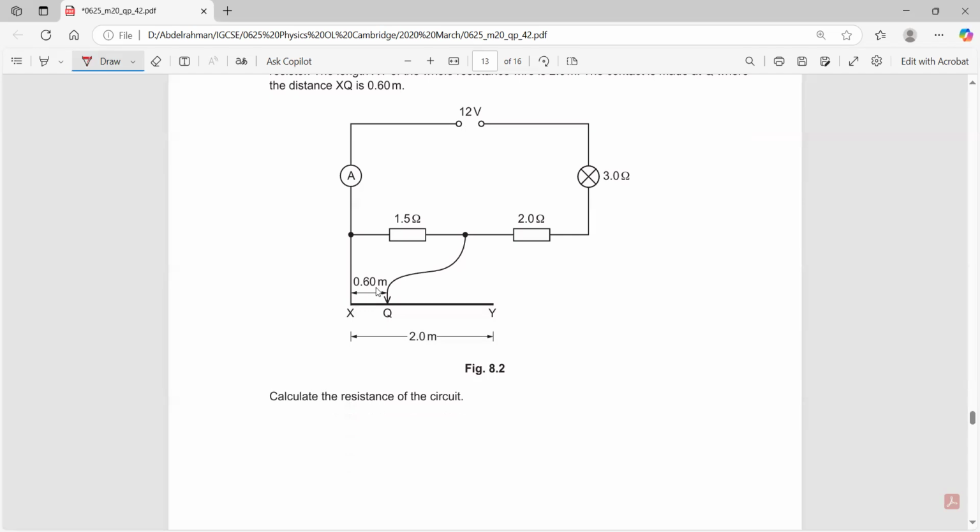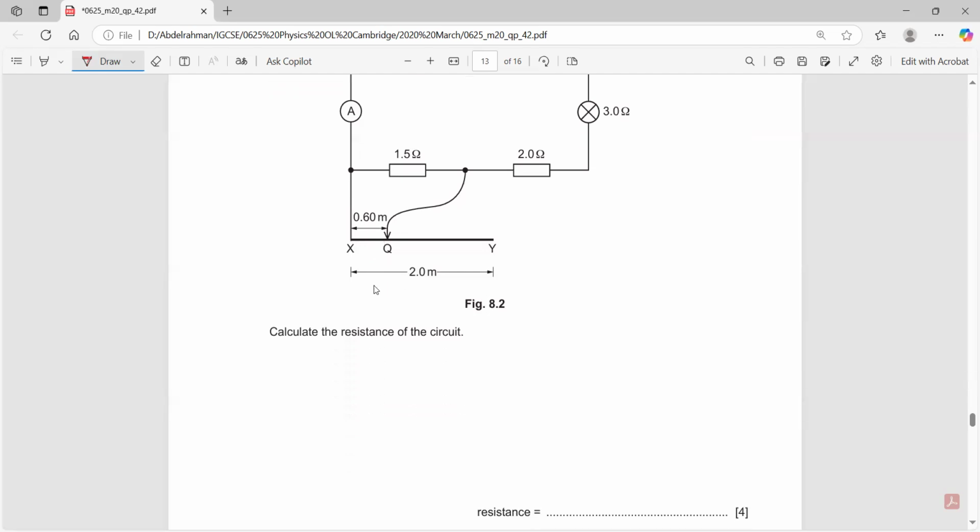Can I find the new resistance of this wire from X to Q? Yes, I can find it from X to Q. The total resistance was what? The total resistance was 6 ohms when the total length was 2 meters. If the length is now 0.6 meters, can I find the new resistance? Yes, cross multiply. So 6 times 0.6 divided by 2, it would be 1.8. So this is the new resistance of the wire, 1.8 ohms.